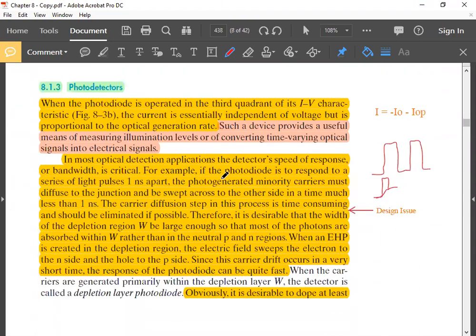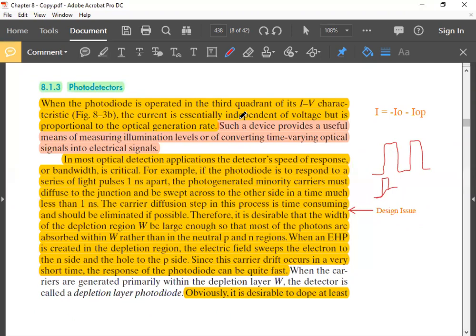No question. So okay, let's move on to the next topic, photodetector. If you remember, photodiodes operate in the third quadrant. When the photodiode is operated in the third quadrant of its IV characteristics, the current is essentially independent of voltage and is proportional to the optical generation rate.